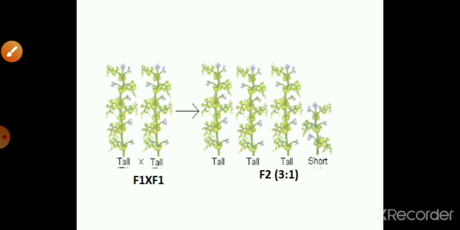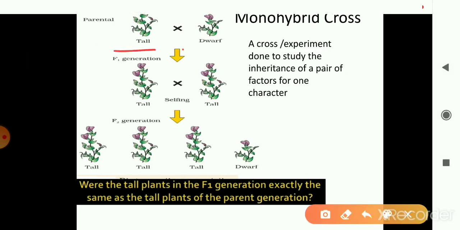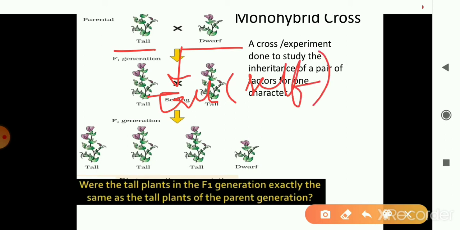So from this he made some conclusions. Now what were the conclusions? Let us see what conclusion Mendel made. I'm repeating that Mendel crossed a pure tall plant with a dwarf plant. In the first generation he got all the plants as tall, and when he left the first generation plants for self-pollination, he got tall to short plants in the ratio of 3:1.